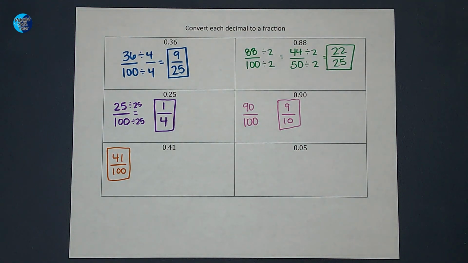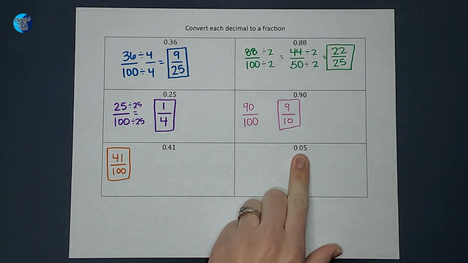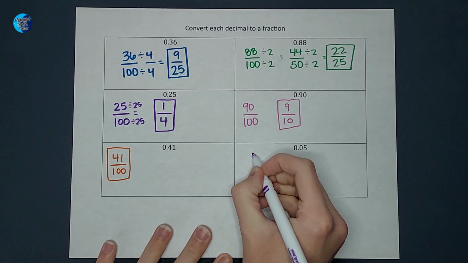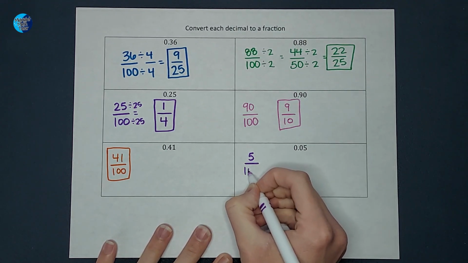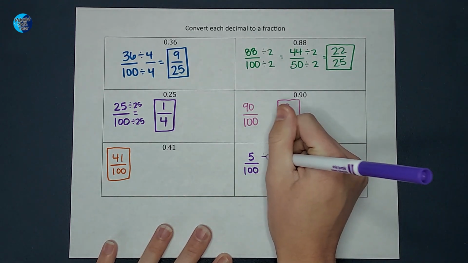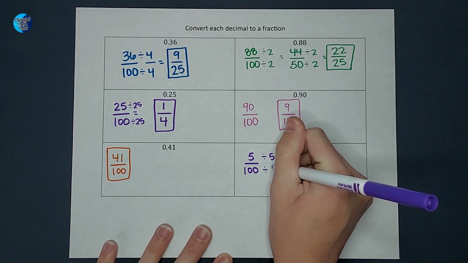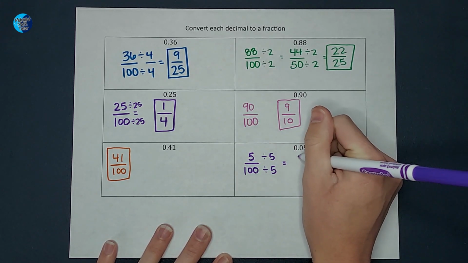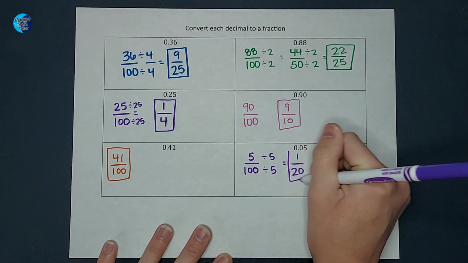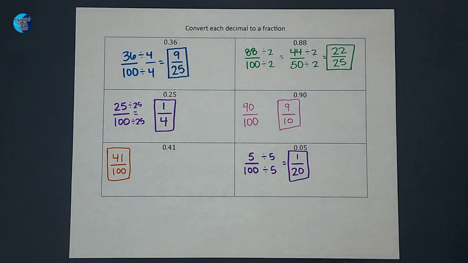All right, we've got 0.05 here. That 0 there is very important because that puts my 5 not in the tenths spot, but in the hundredths spot. So 0.05 is the same as 5 hundredths, just like that. Now I notice that 5 goes into both 5 and 100. So when I divide the top and bottom by 5, I get 1/20. So 0.05 as a fraction is 1/20. All right, I hope this was helpful.